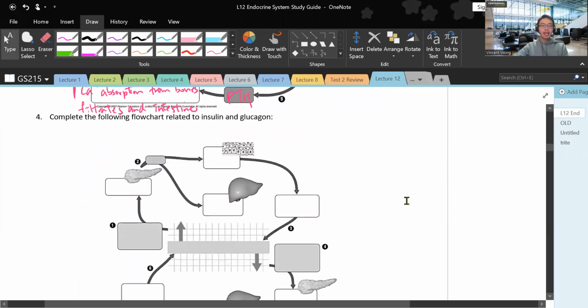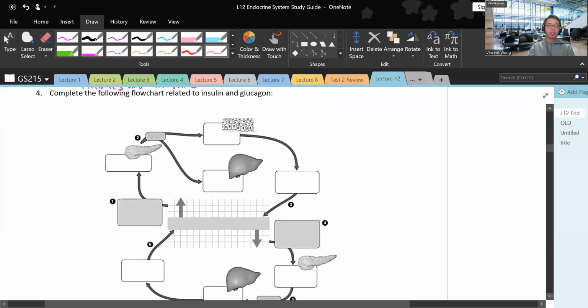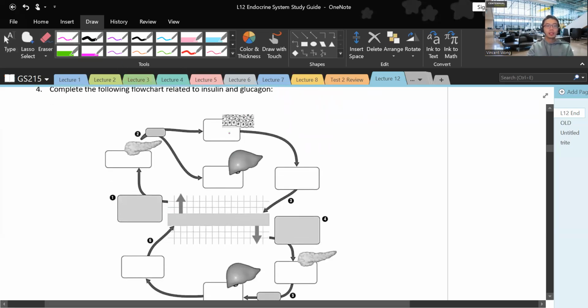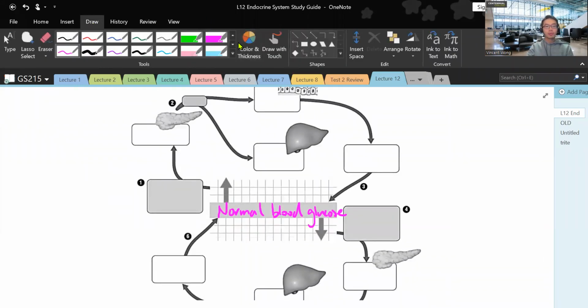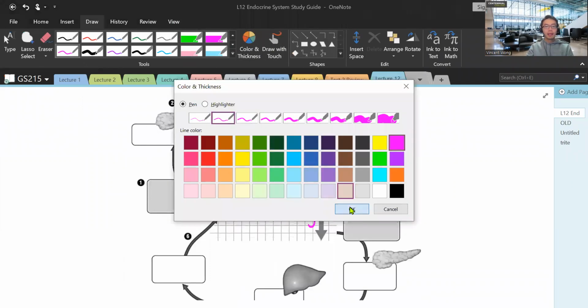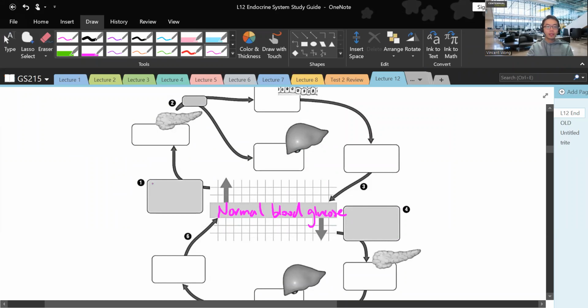Next, we have the insulin and glucagon. So the homeostasis condition is normal blood glucose. Maybe zoom in a little bit here. Normal blood glucose. And the situation here is to disrupt that, you might have increased blood glucose. Okay, and you know that's something that happens every day after a meal.